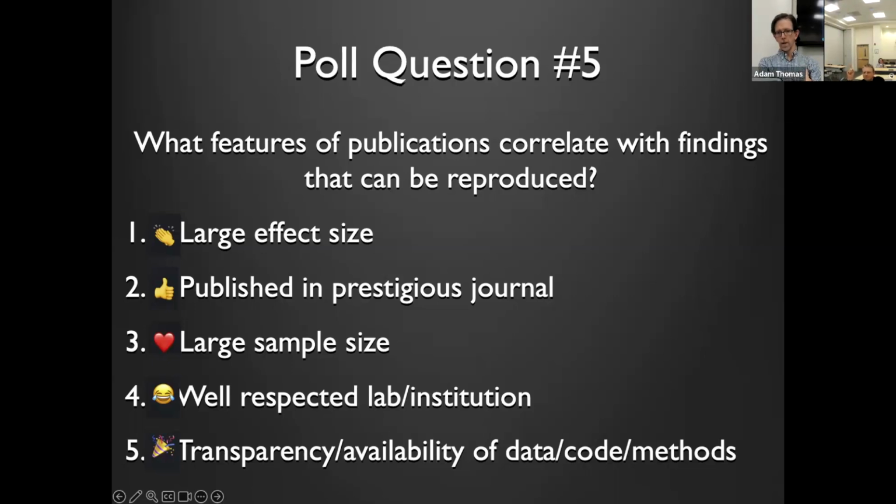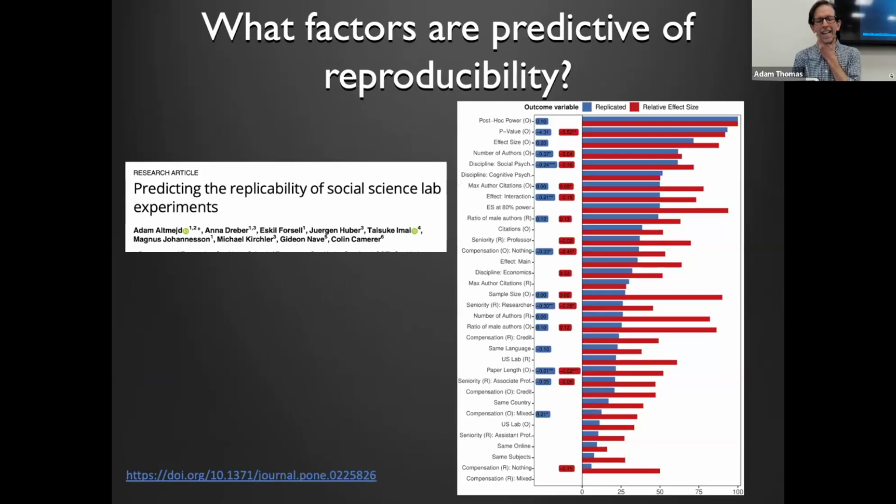We have a 5 and 1. The folks on Zoom seem to be going for the transparency. I mean, that is the theme of the talk, so I think that's a pretty good guess. Okay, and again, this is something that we can now sort of do science on.